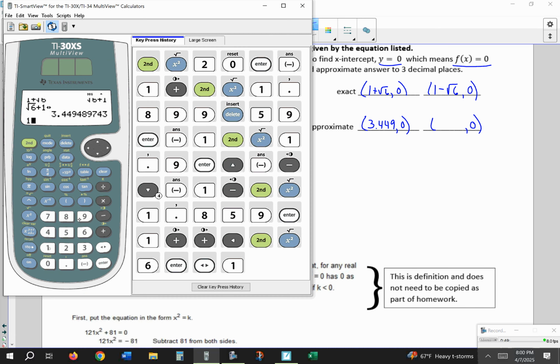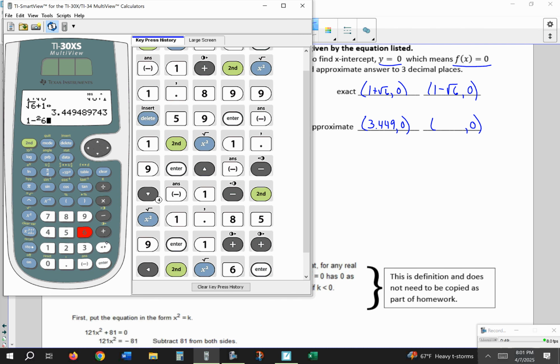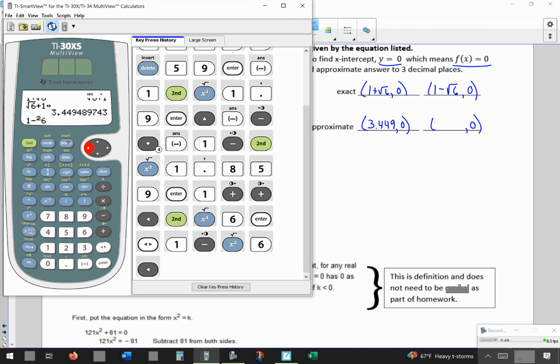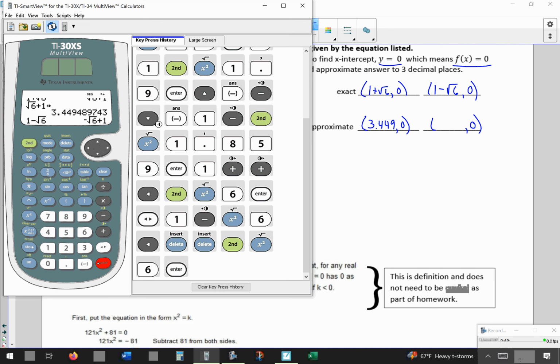And then our conjugate, 1 minus the square root of 6. Oh, that's not right. And again, that's why I always look at the screen as I'm doing this. And back and forth key, negative 1.449.